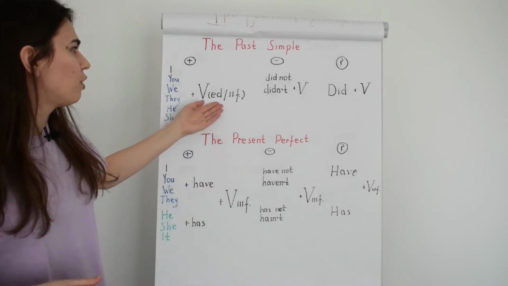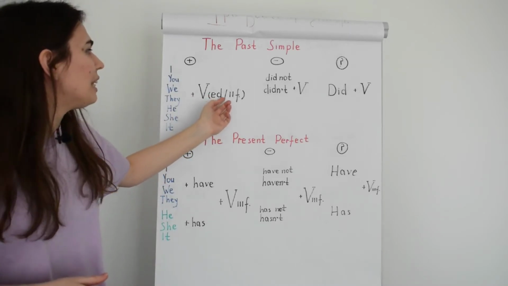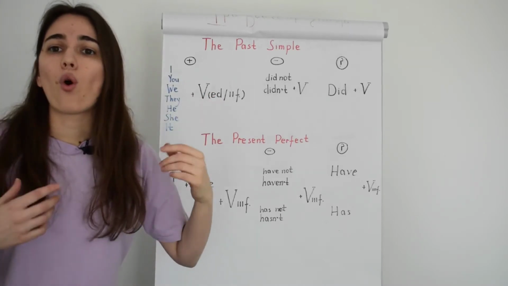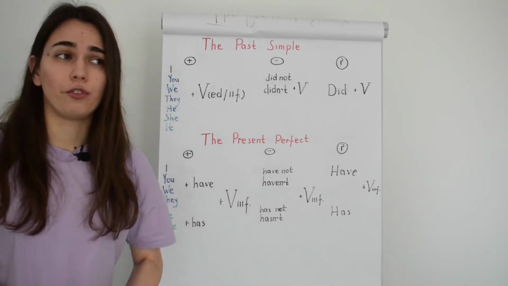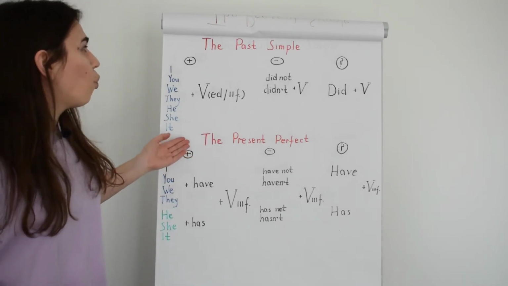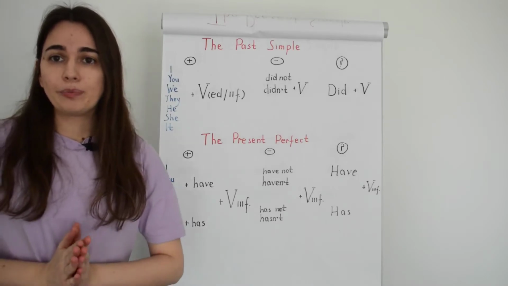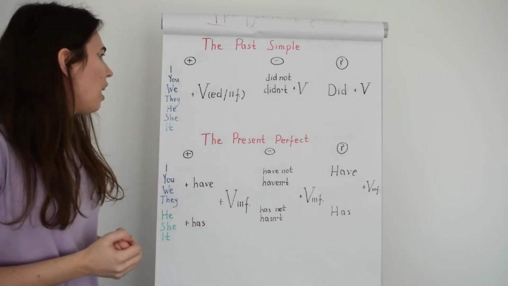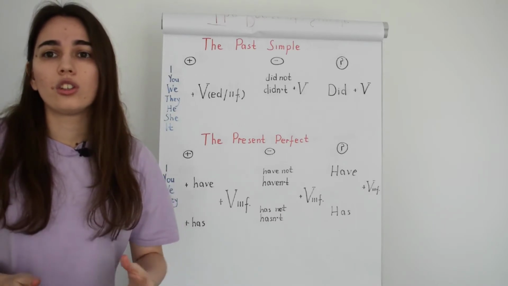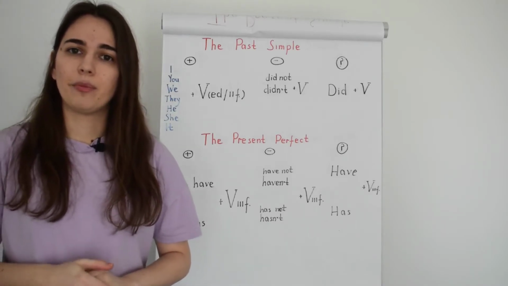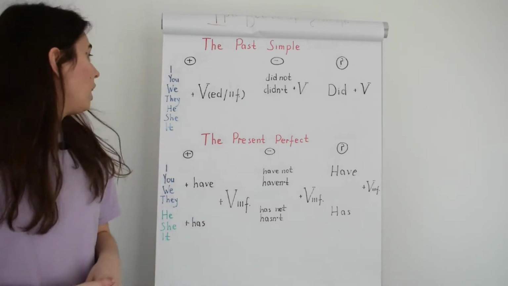For some verbs, for regular ones, it's easy. You need to add just the ed ending. But for others, you need to take the past form, or the second form, of the verb in order to make affirmative sentences. For example, I can say, I cooked yesterday. I watched something yesterday. I read my favorite book yesterday.